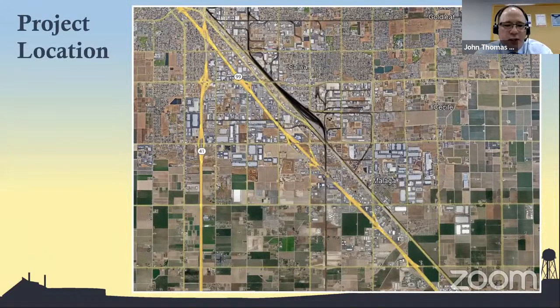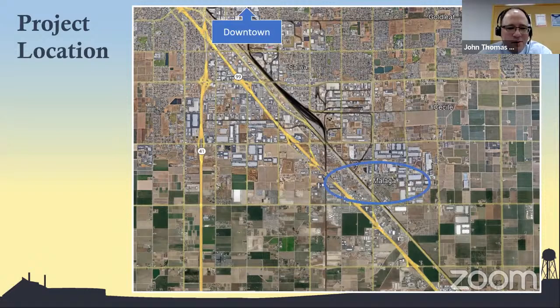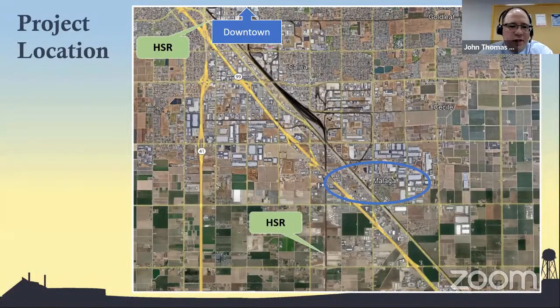The proposed project is located on State Route 99 at the southern boundary of the city of Fresno and Fresno County. The project is south of downtown Fresno, near the unincorporated community of Malaga. Additional points of reference include the California High-Speed Rail Project, which is currently under construction within our project limits.